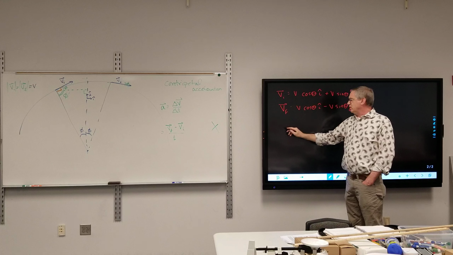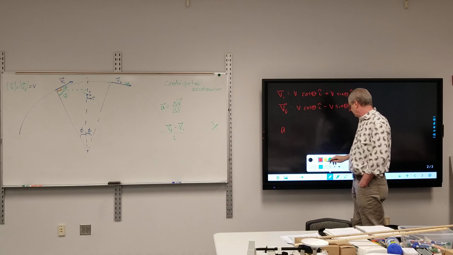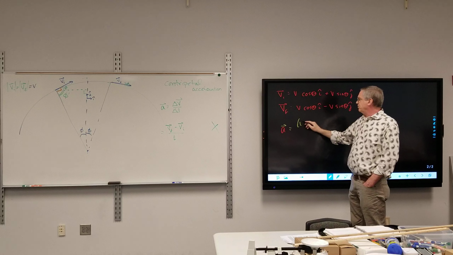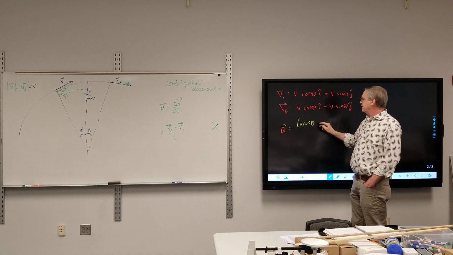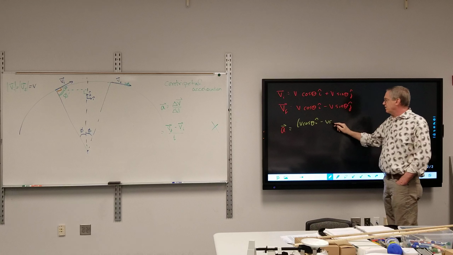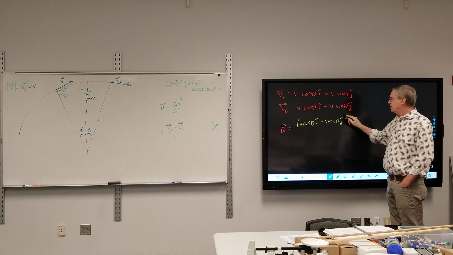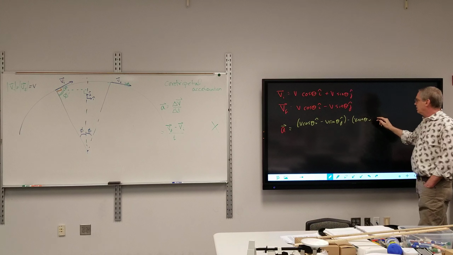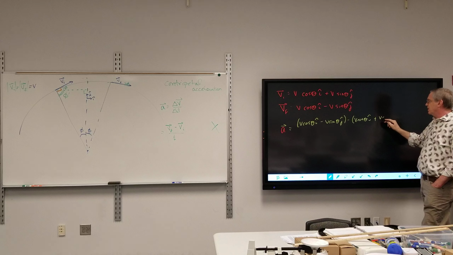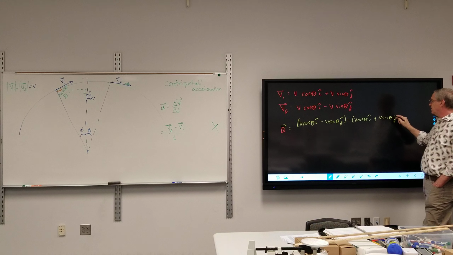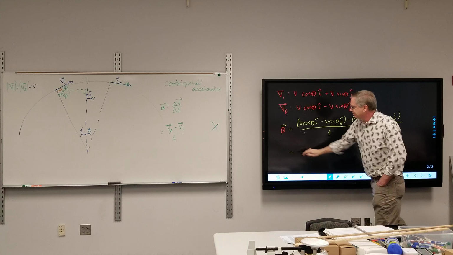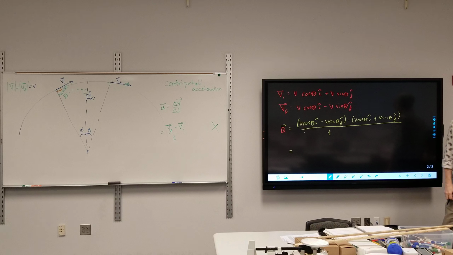So my acceleration is going to be my final, so V cosine theta i hat minus V sine theta j hat, minus V cosine theta i hat plus V sine theta j hat, divided by time. And what does that reduce?